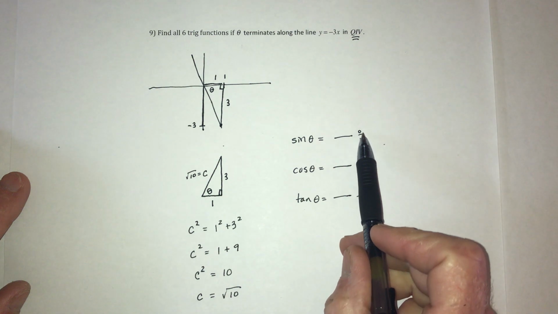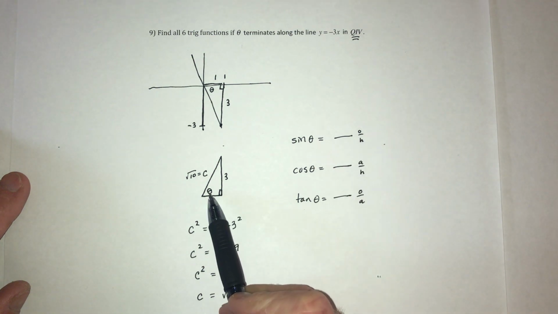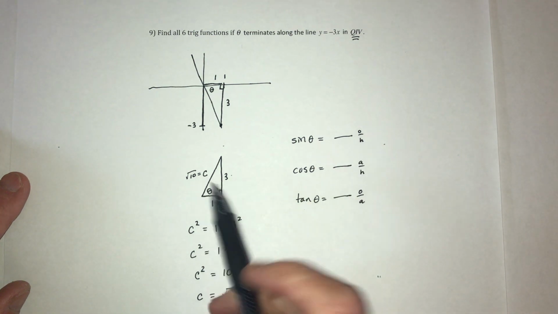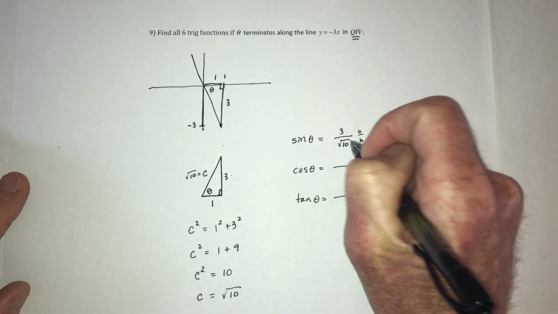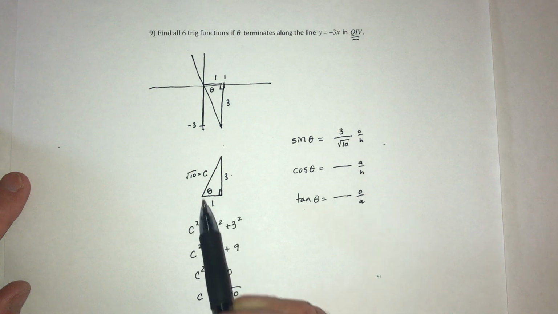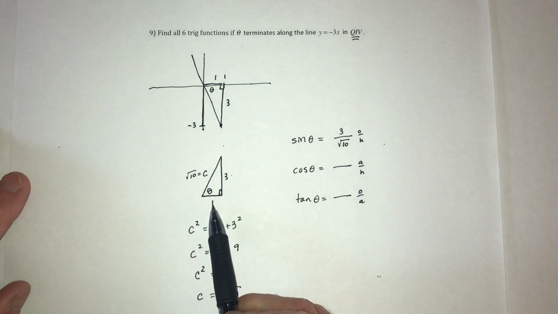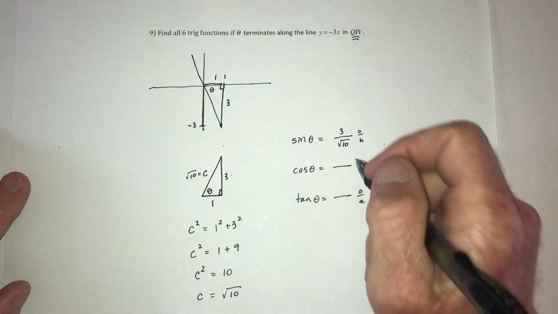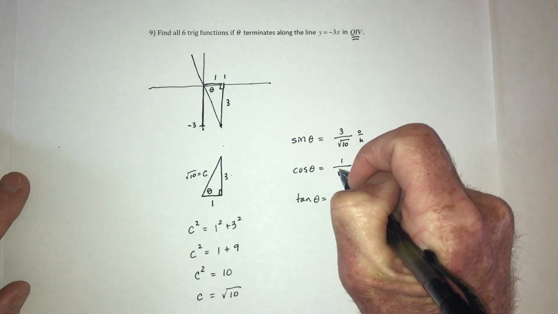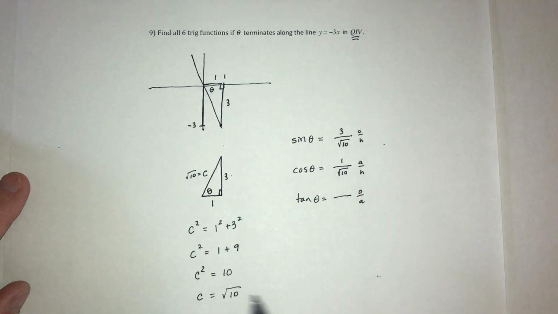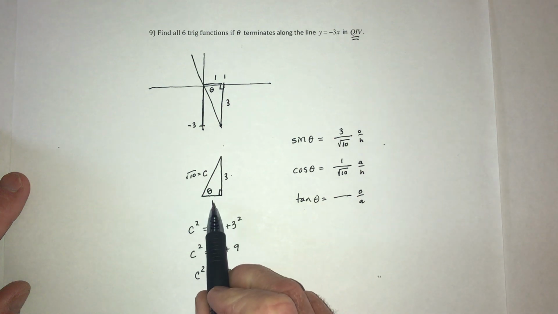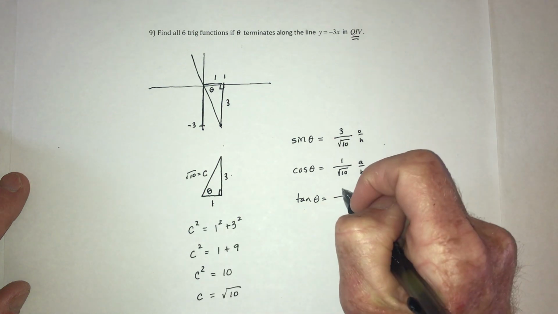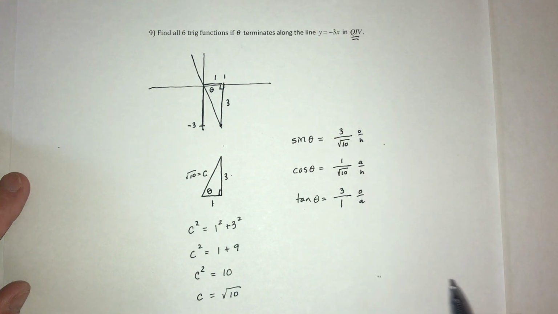All right, so sine is opposite over hypotenuse. So this would be opposite over hypotenuse, 3 over the square root of 10. Next, cosine. That's adjacent over hypotenuse. So 1 over the square root of 10. And then tangent is opposite over adjacent. So that's 3 over 1, or just 3.